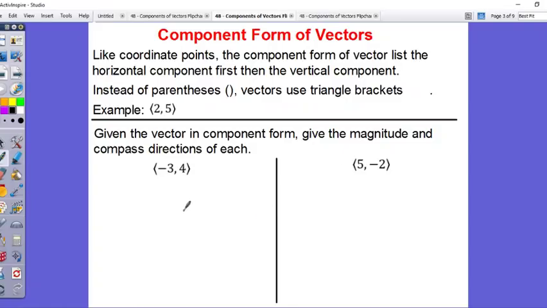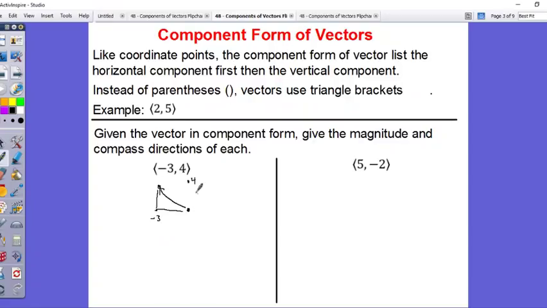So if you think about it, the horizontal component is -3. So -3 is the horizontal component. The vertical component is 4. So this would be the vector right here. And that has a value of -3, 4. So that's what it would look like.